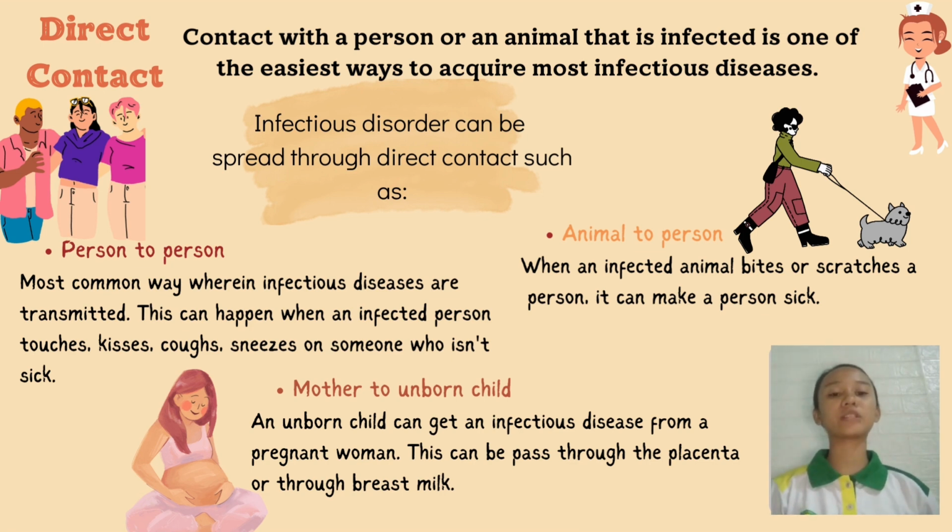Next is mother to unborn child. An unborn child can get an infectious disease from a pregnant woman. This can be passed through the placenta or breast milk, when the mother is breastfeeding.